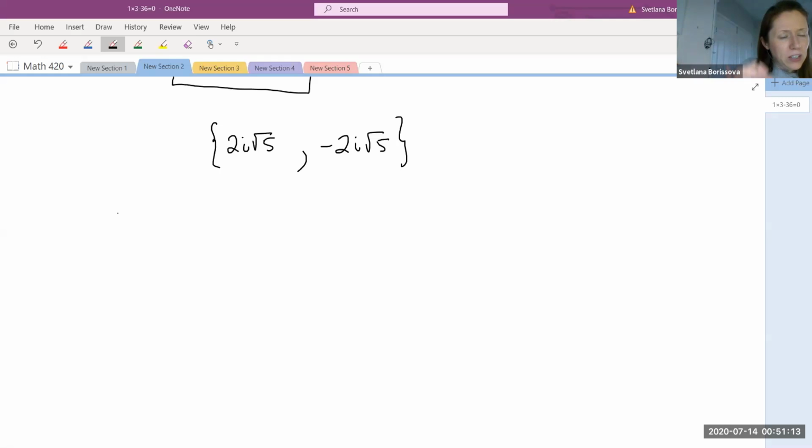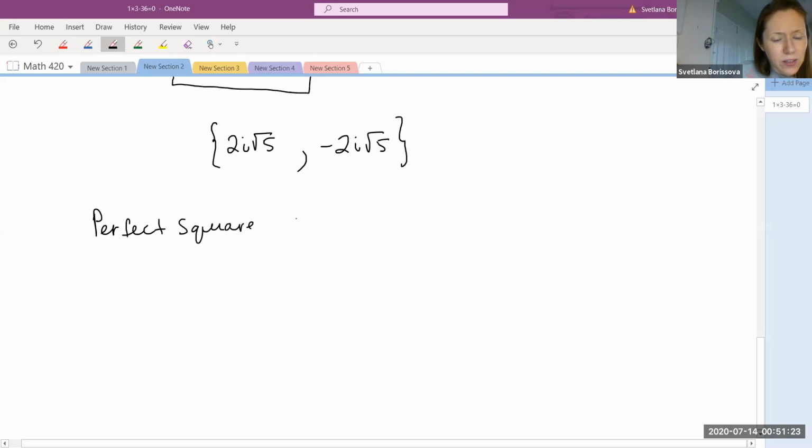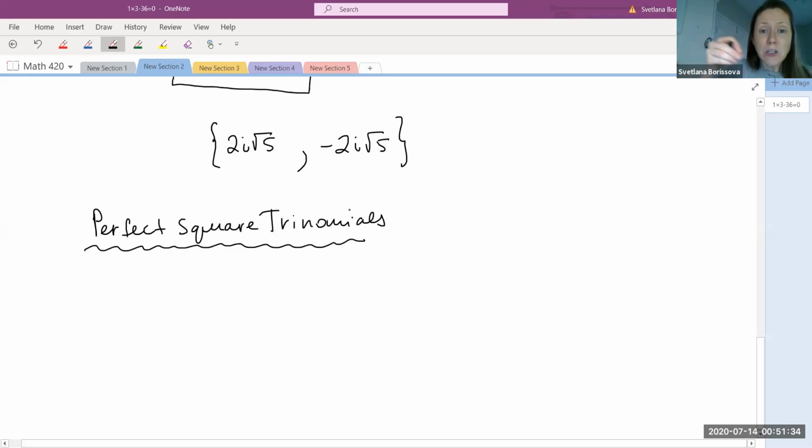Okay, quick introduction to the second method. It is called perfect square trinomials. Now, in math, we have expressions, we have trinomials. Remember, a trinomial is the one that has 3 terms.